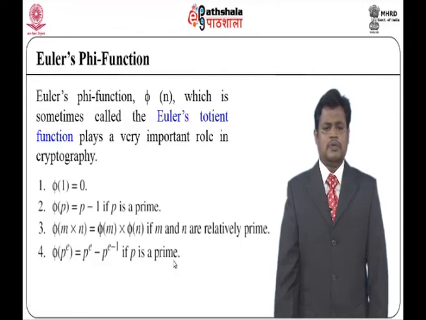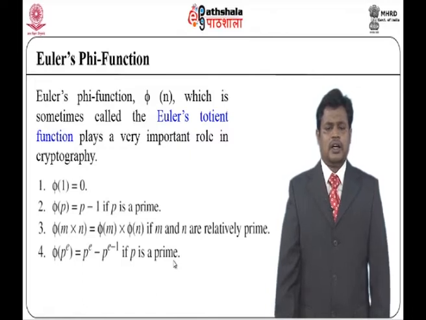The next concept we are going to discuss related to cryptography is Euler's phi function, or we call it Euler's totient function. This plays a very important role in cryptography, because whenever I go for a cryptographic algorithm, in asymmetric cryptography, I want to use this particular function phi of n. If I am able to find phi of n, then only can I compute the key during the encryption process as well as the decryption process.